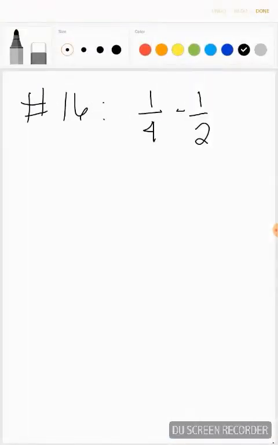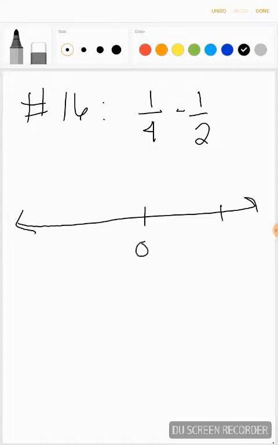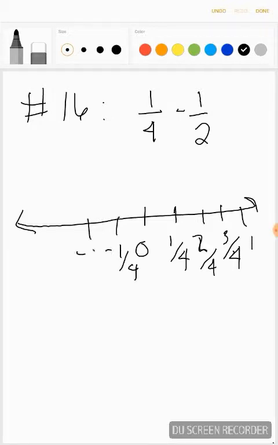All right, number 16. It wants you to model this on the number line with the solution. With this one, I would do my number line by fourths because that's the smallest increment that we have. So I'm going to put my 0 right here. 1/4, 2/4, and 2/4 is the same as 1/2. 3/4, and 1. Then negative 1/4. And so forth.